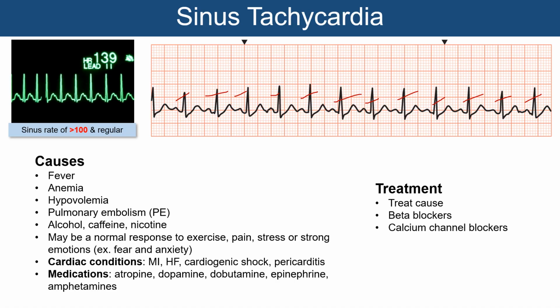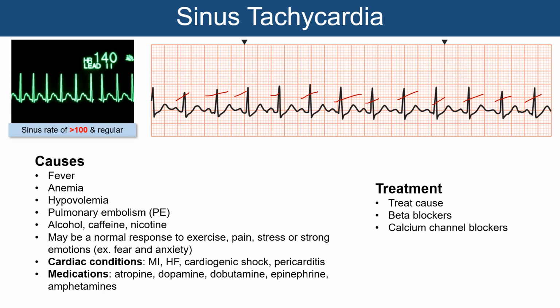So causes of tachycardia: fever. Our higher metabolic rate, we don't feel good, we have fever, that's going to lead to tachycardia. Anemia, so you don't have a lot of red blood cells circulating that are carrying oxygen, so the heart is going to begin to compensate by beating faster.